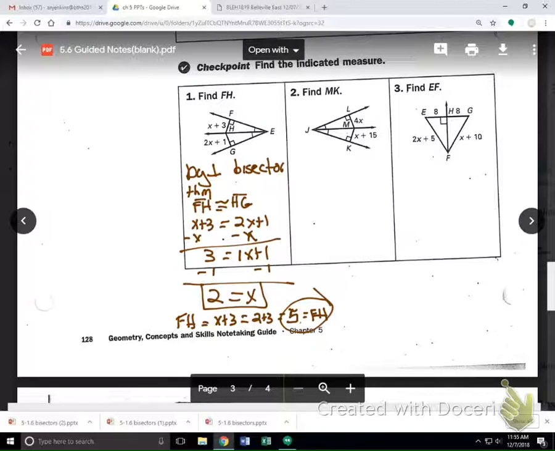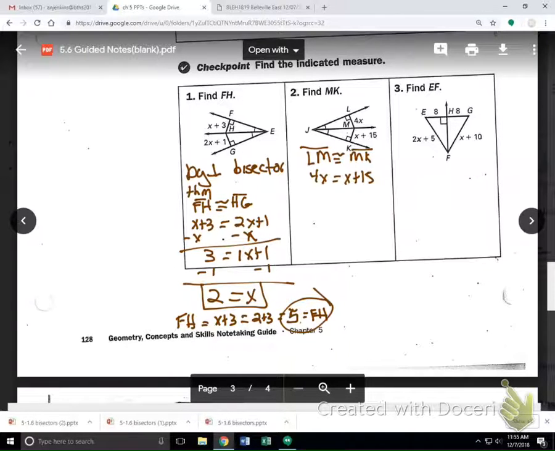We're using that same information. Based on that perpendicular bisector theorem, we know that LM is congruent to MK, which means that 4x equals x plus 15. So now we have to solve for x. My first step is to isolate my x. So I've got to combine like terms.